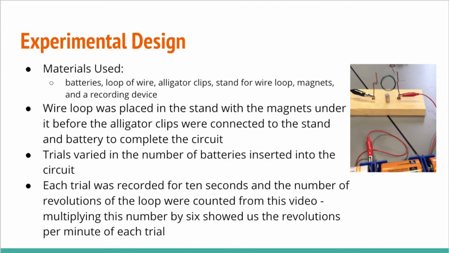Experimental design. In this experiment, we used batteries, a loop of wire, alligator clips, a stand for the wire loop, magnets, and a recording device. The loop was placed in the stand above the magnets. Alligator clips were then used to connect the batteries to the stand. The trials were different by their number of batteries. Each trial was recorded for 10 seconds and the number of revolutions were counted. Multiplying this number by 6 showed us the revolutions per minute for each trial.